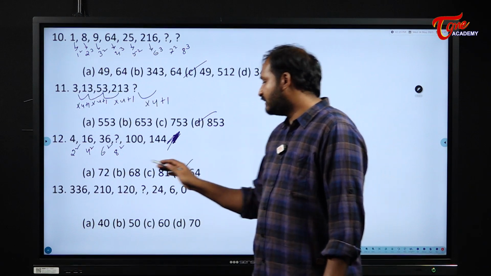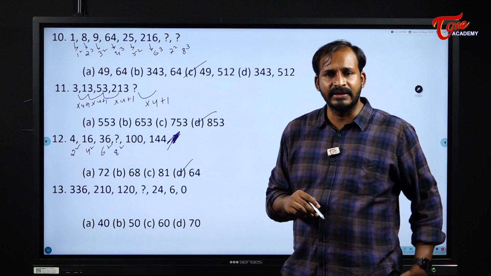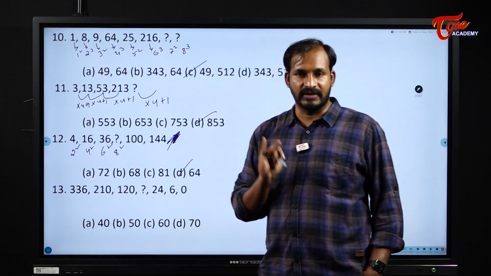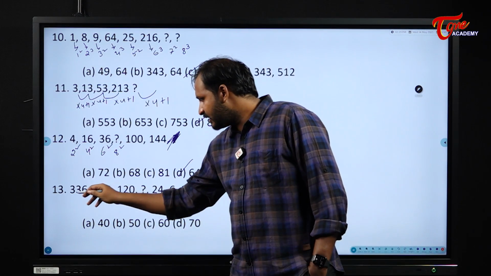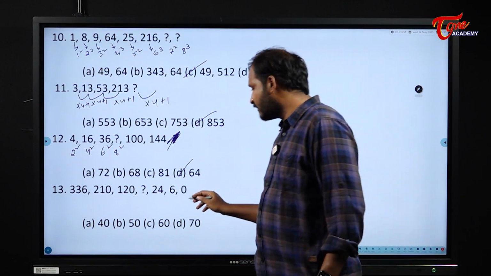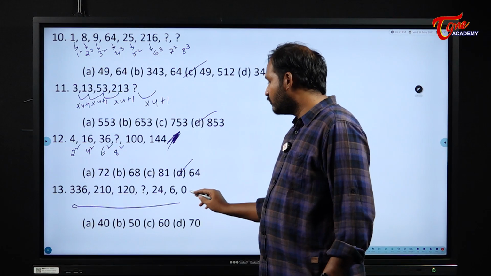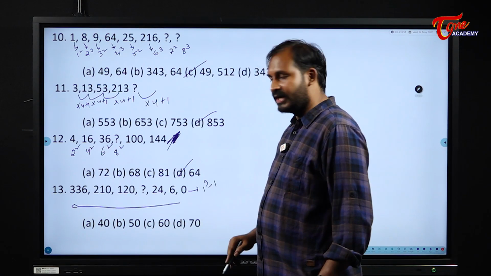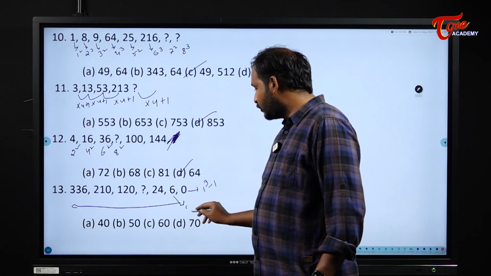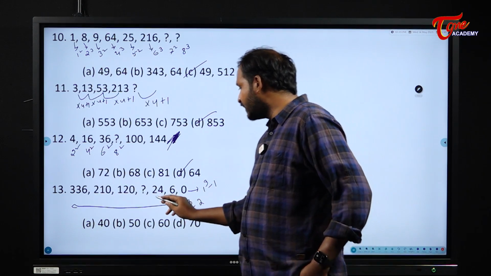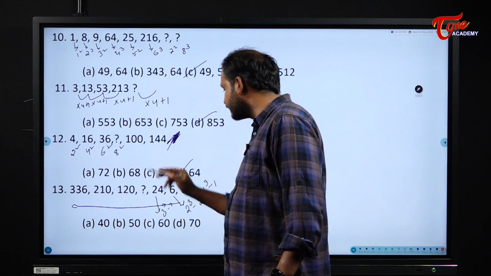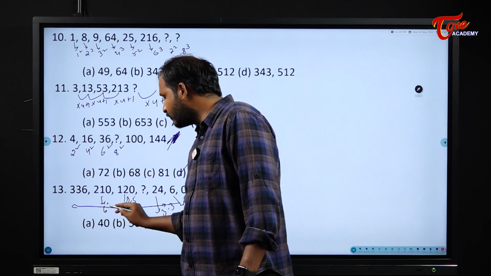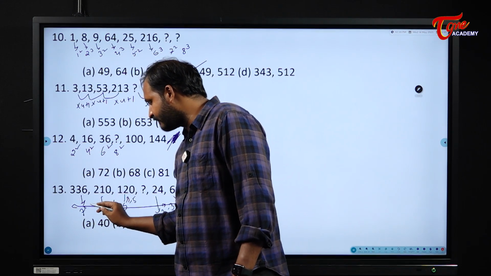Okay, next see here, 336 to 0. How can it happen, students? Either it should be divided, first logic, or else based on powers. Only two chances we have. If you see in this manner, it is a little bit difficult. For example, how will I get 0 if it is in powers? 1 cube minus 1 or 1 square minus 1. But how will I get 6? 2 cube minus 2. Next, 24 means what, students? 3 cube minus 3. Next, 120 means 5 cube minus 5. 210 means 6 cube minus 6. 336 is 7 cube minus 7.